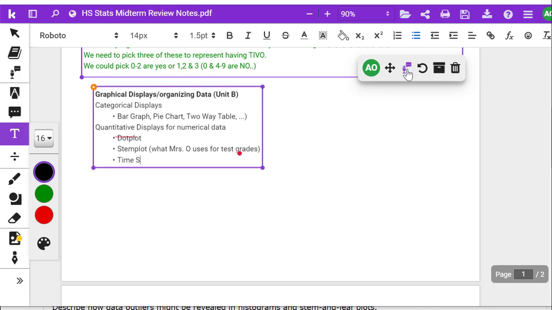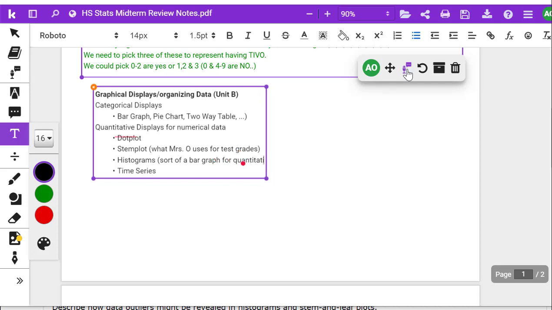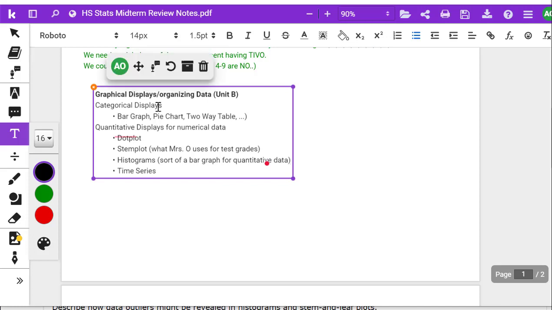You do have time series. You have histograms. That's kind of like a bar graph. Histograms. Sort of a bar graph for quantitative data. And I pretend I can write. All right. So that's what a histogram is. And so categorical displays are for categorical data. That hopefully is obvious.